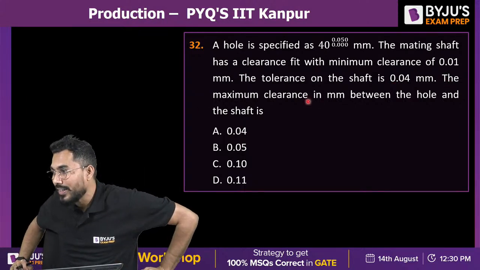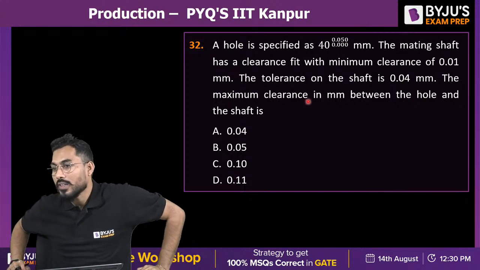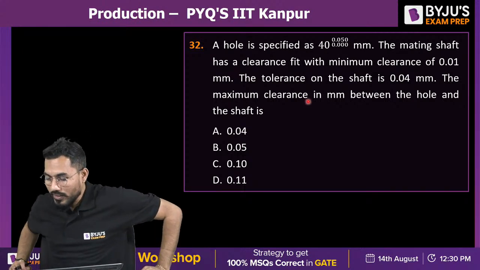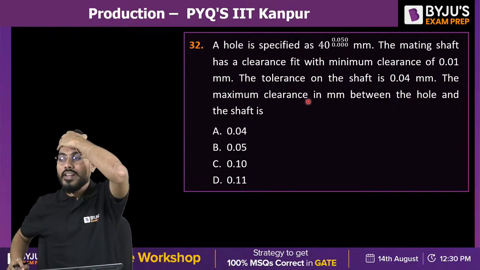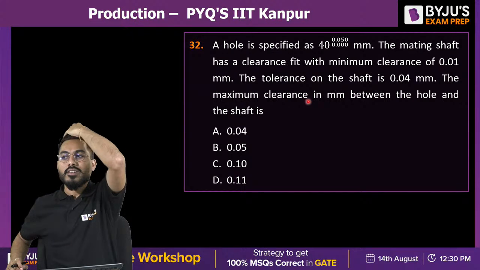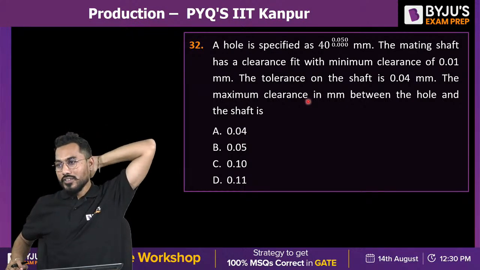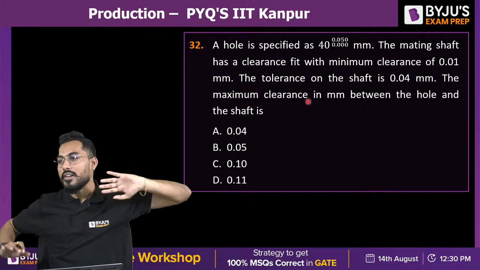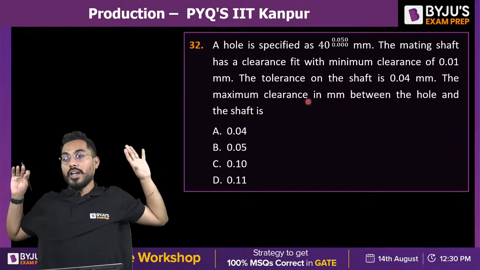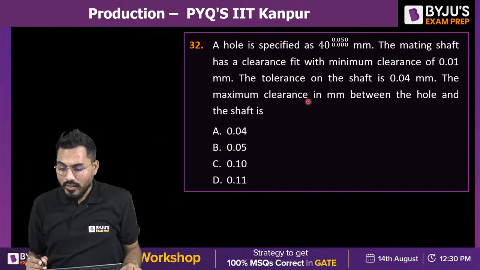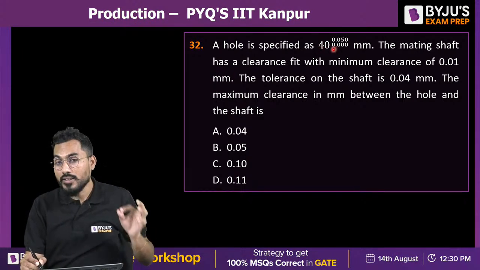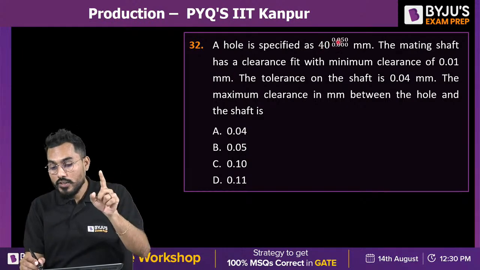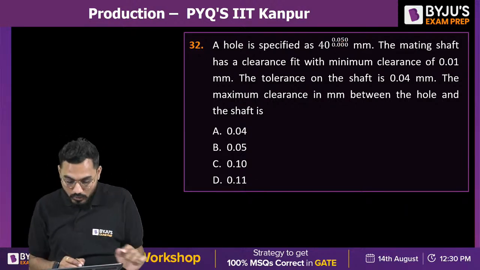Will you try this question and tell me what the answer is? The hole is specified as this, the shaft is specified as this, and then we are interested to calculate what? The clearance, that is maximum clearance. So you tell me what the tolerance on this particular hole is. So 40 is the lower limit, 40.05 is the higher limit.